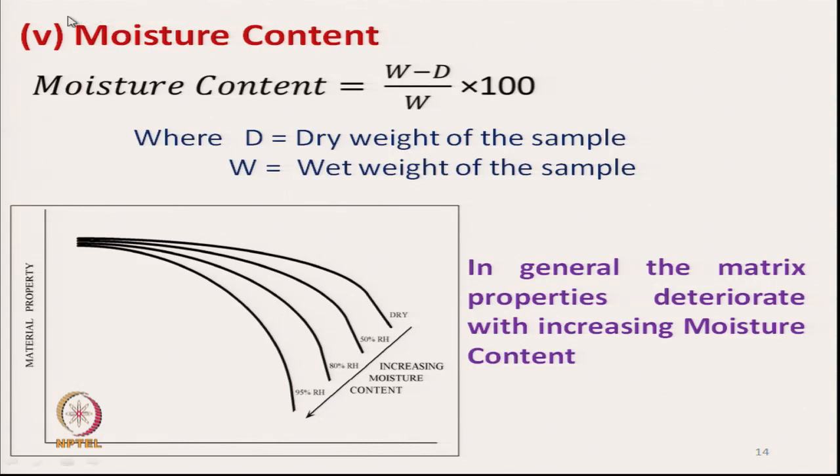Moisture content is measured by measuring the dry weight of the sample and the weight of the sample. First we take the normal weight, that is the weight of the sample, then we dry the material to remove the excess water inside it, and the difference, that is W minus D by W, when expressed in percent, is called moisture content.